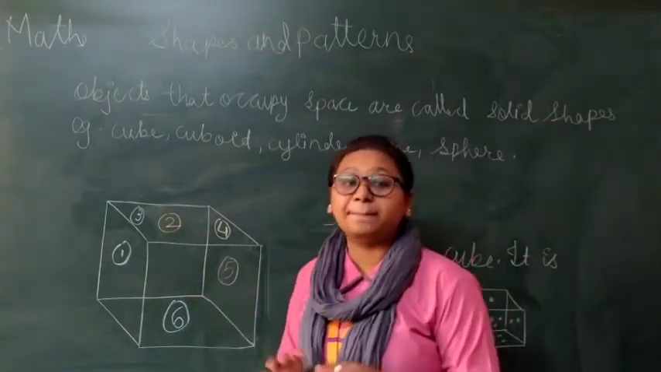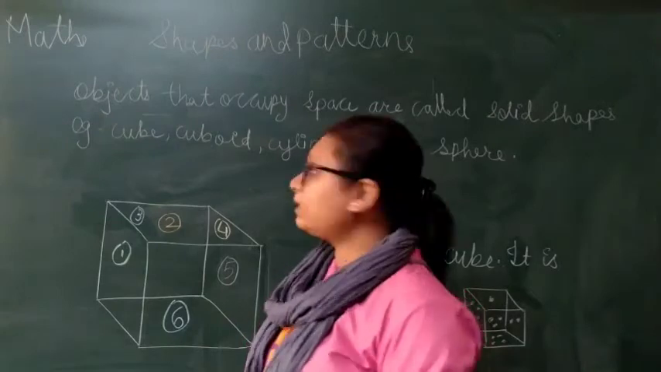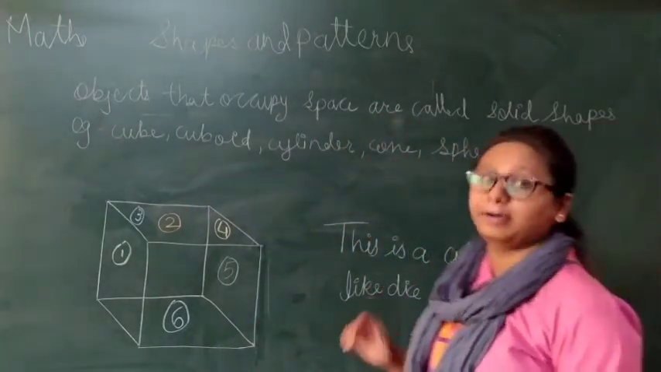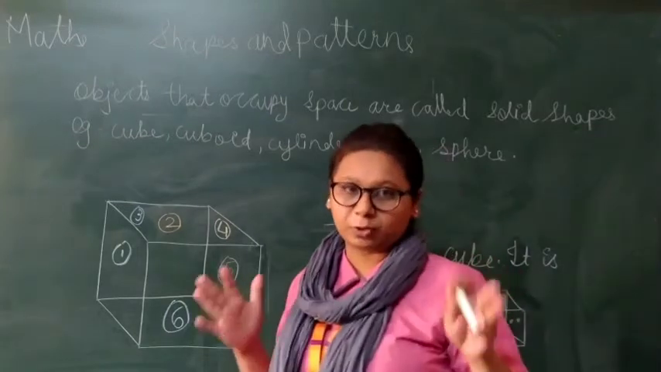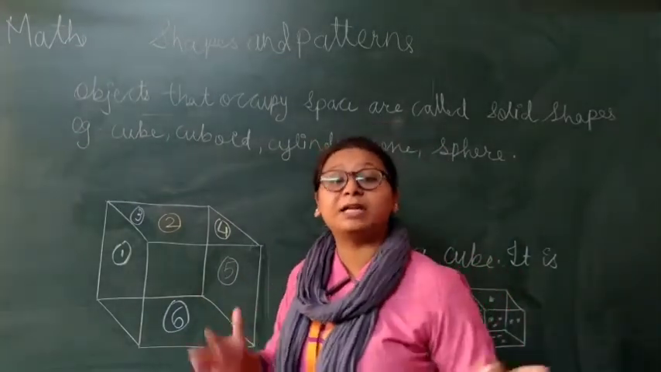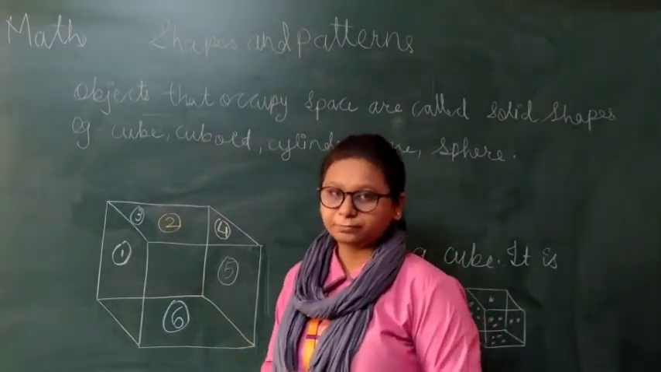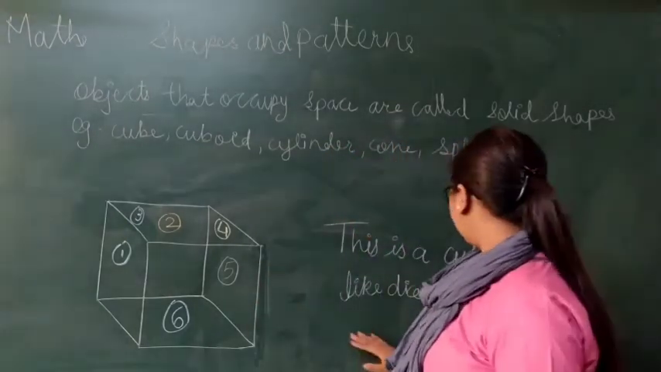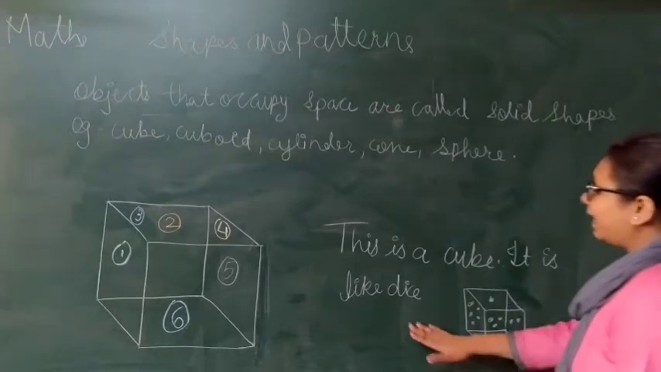Now what are the examples? What are the solid shapes, students? Cube, cuboid, cylinder, cone and sphere are the solid shapes, okay? We'll first study about the cube. So students, this is a cube. It is like a dice.